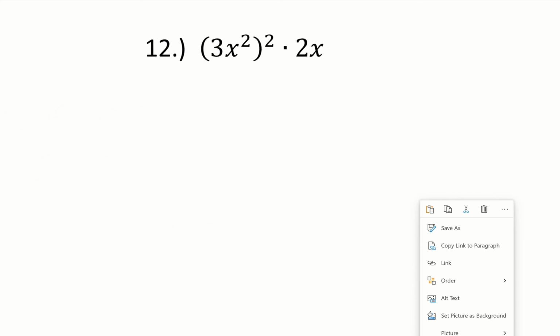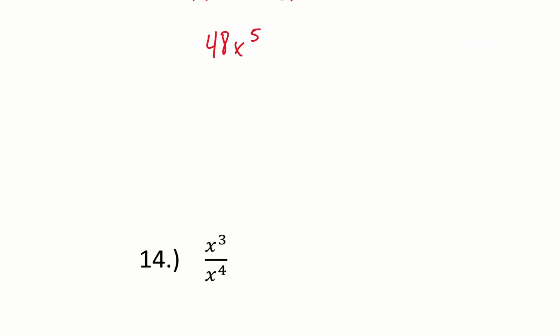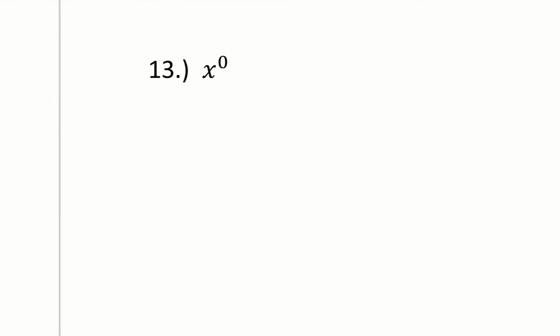All right, same type of problem. Squared, meaning there's 2 of them. 3x squared times 3x squared times 2x. 3 times 3 is 9, times 2 is 18. X to the fifth. X to the 0, 1.